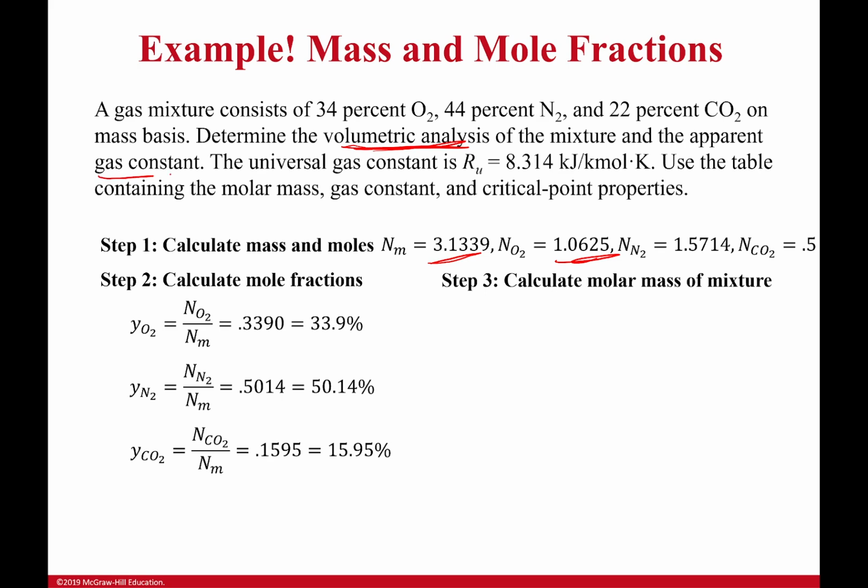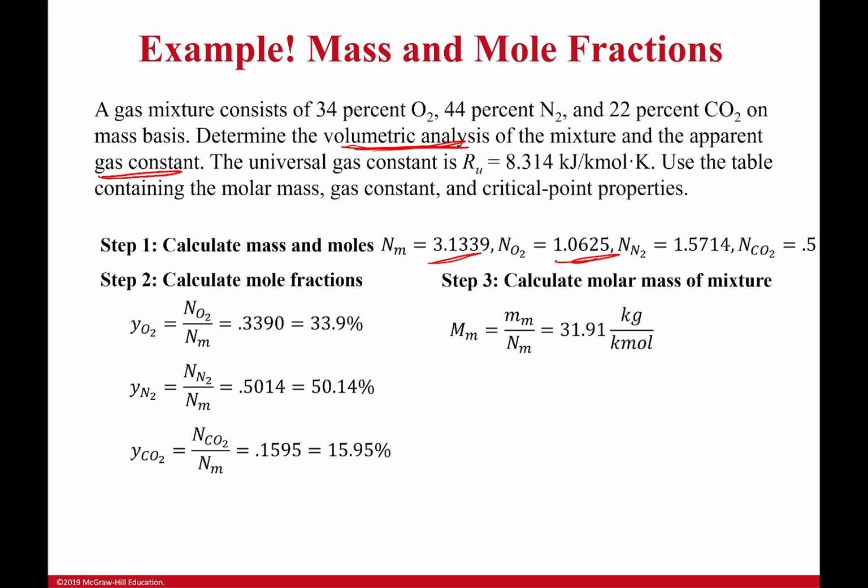Okay, so now let's go ahead and start calculating the molar mass of the mixture, because that's how we're going to get the apparent gas constant for our mixture. How do we get the molar mass of the mixture? Well, I take the mass and I divide it by the number of moles. That's the first way I can do it, and that's the easiest way to do it. So I'm going to do it that way.